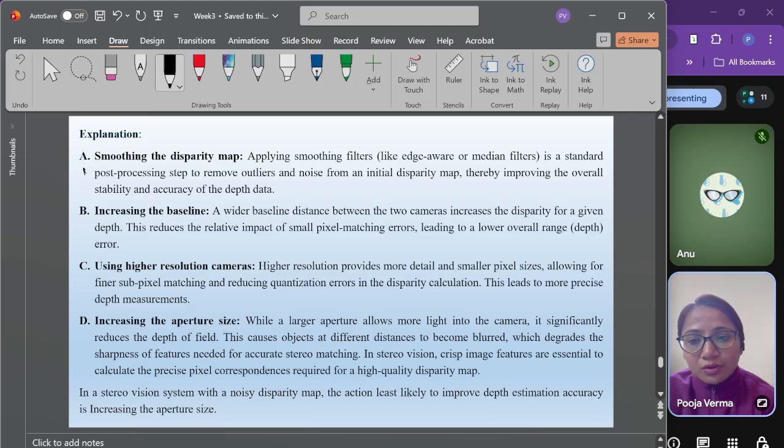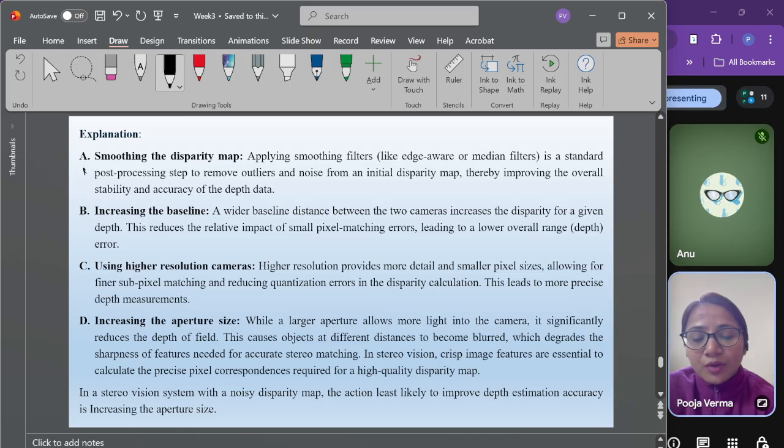Now our next option is using higher resolution cameras. Higher resolution cameras provide more detail and a smaller pixel size that allows finer subpixel matching and reduces quantization error in the disparity calculation, and that will lead to a more precise depth measurement, not accuracy.